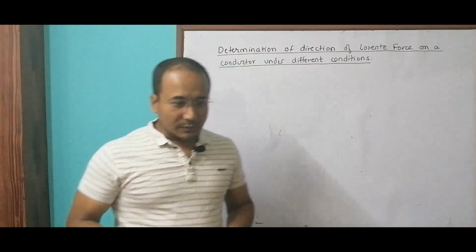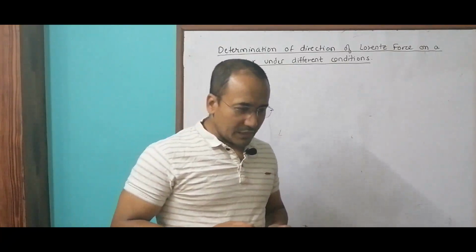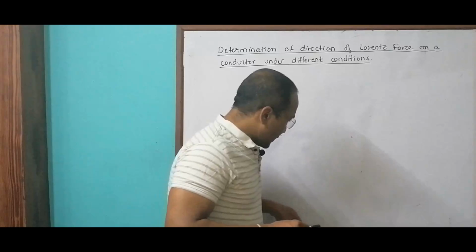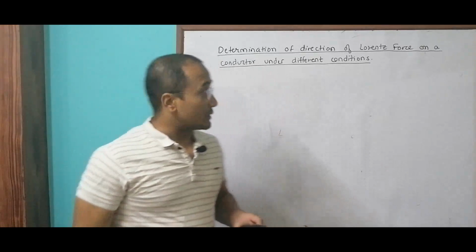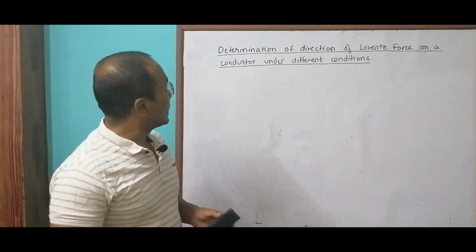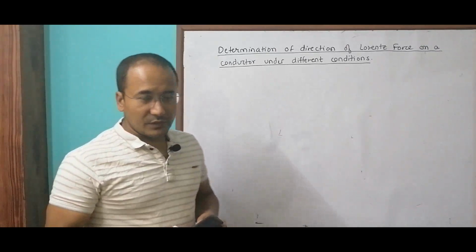Hello folks, welcome to magnetism, or magnetic field, lecture 3. Today I'm going to deal with this topic: we have to determine the direction of Lorentz forces on a conductor under different conditions.